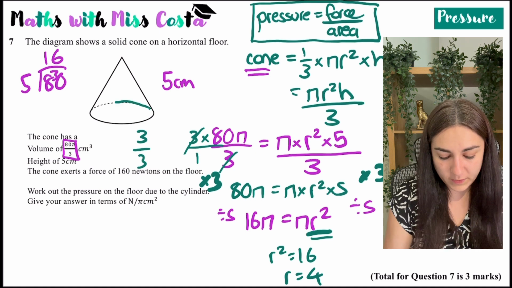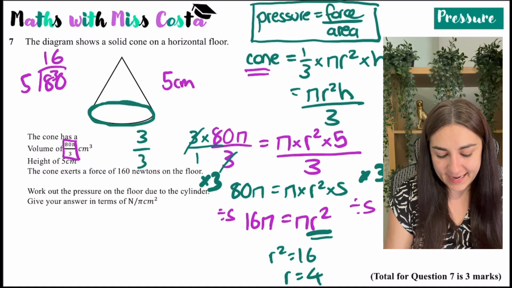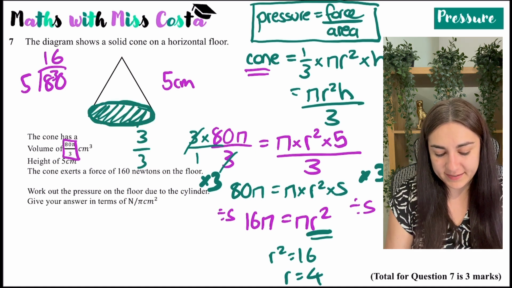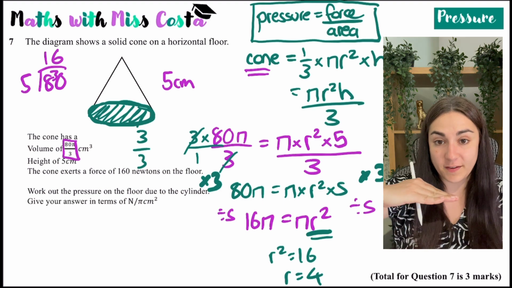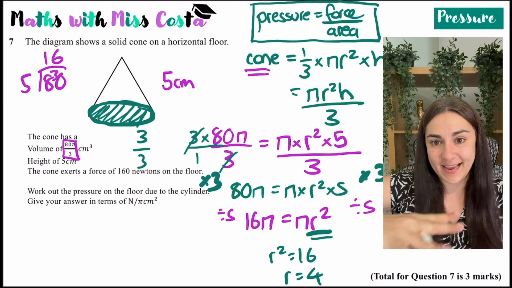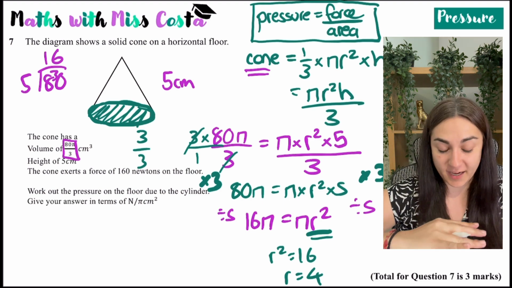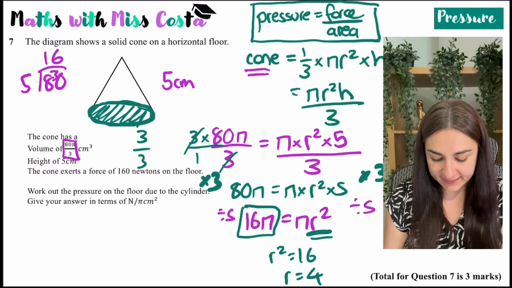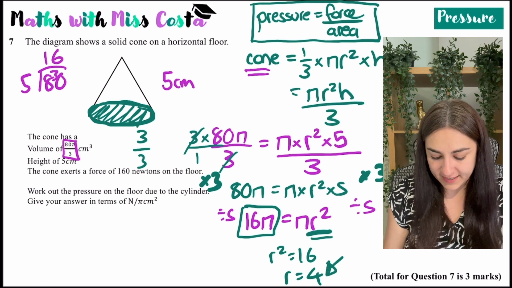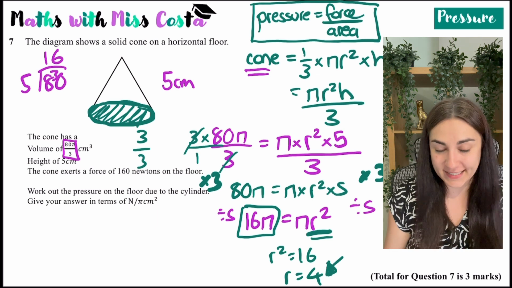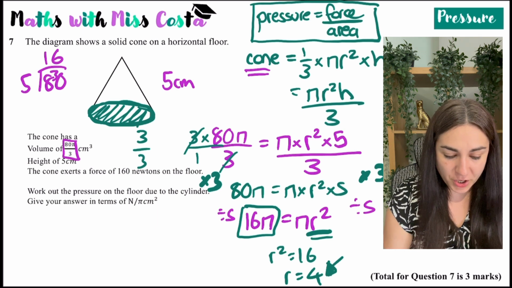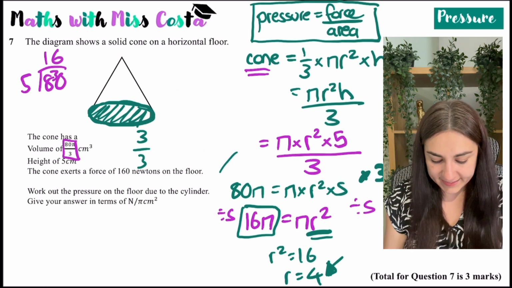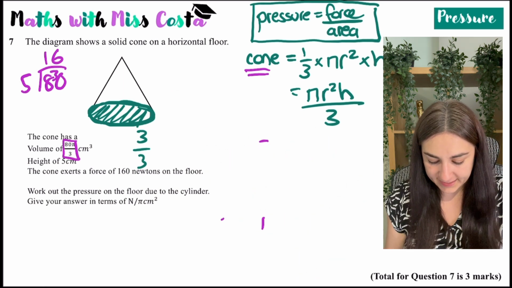But all you need to know is the area of the base, because whenever we're dealing with pressure, you're doing the force divided by the area that comes into contact with the surface. So that's just the base of the cone. So you could have just left it as 16 pi because you know that is the area. But if you needed to, you could have worked out the radius and then just done pi r squared and you'd get back to 16 pi. So I know that the area of the base is 16 pi centimeters squared.